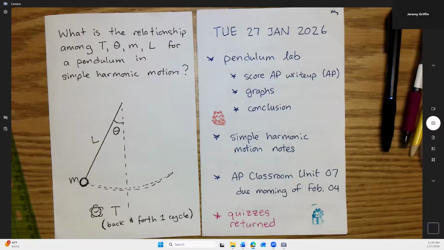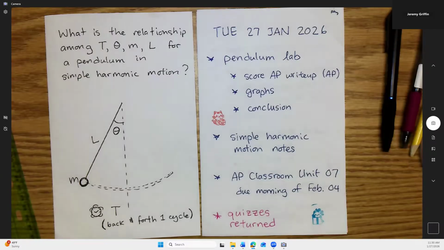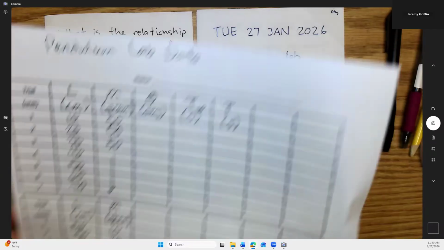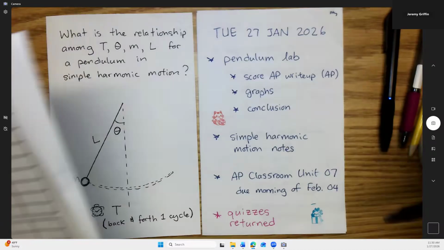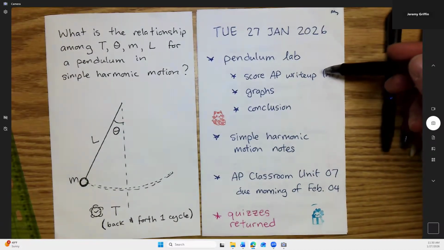Recorded, rolling. It's Tuesday, January 27th. Yesterday, you guys collected data for this pendulum lab. Right, so you guys have your data out. Today, we'll go over what an ideal write-up would have been.